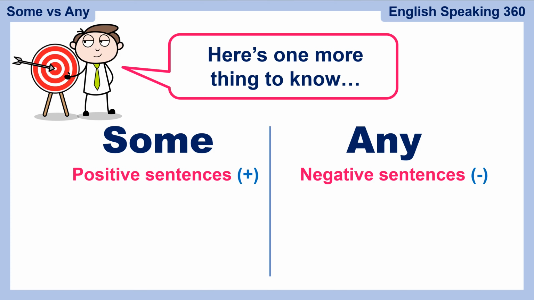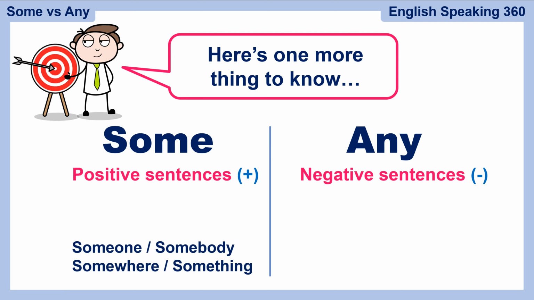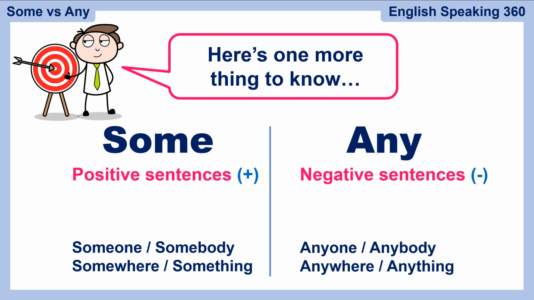Here's one more thing to know. Some is used to make many other words like someone, somebody, somewhere, something, and it is the same for any. Now, all of these other words follow the same rule. Positive sentences, some. Negative sentences, any. Let's check out a few examples.